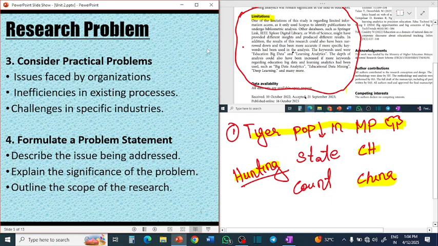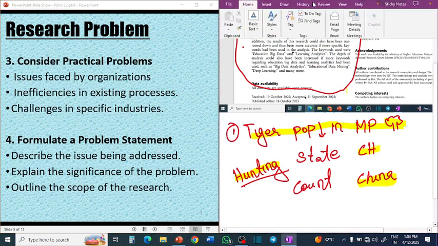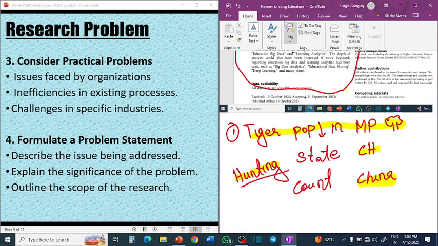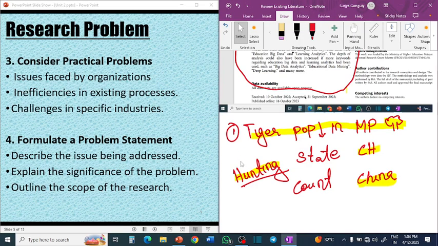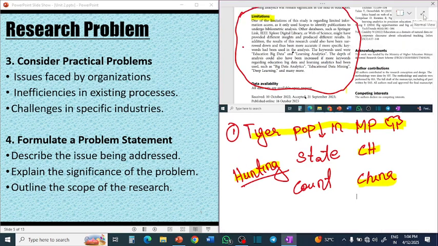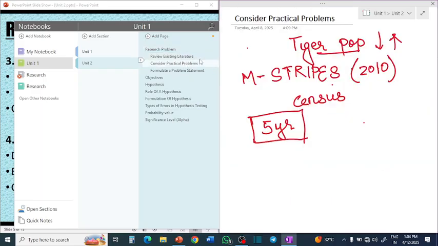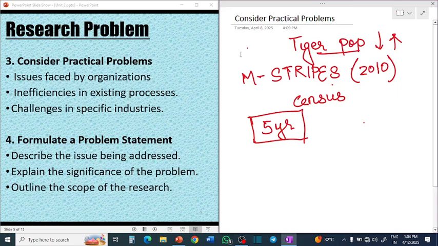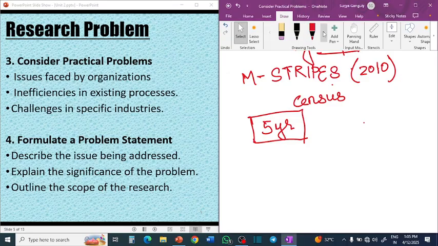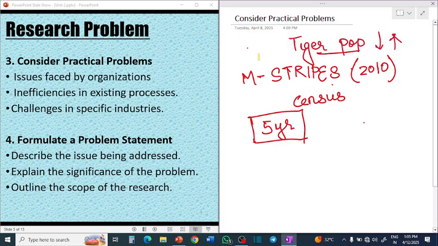Now we move on to consider practical problems. You have to consider the things which are the most relevant and the most current topics at that present moment. For example, in 2021 and 2022, there were many research papers on the problem of corona, because at that time corona was all throughout the world and everyone wanted to know more about it. So many research articles were concerned with corona. You have to develop articles which are relevant to that particular point of time.